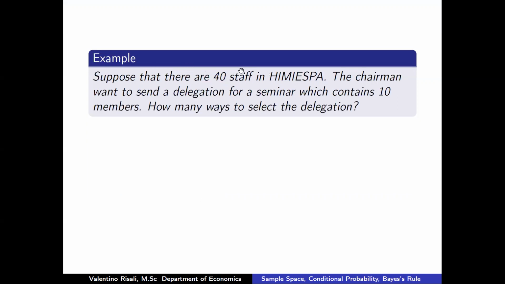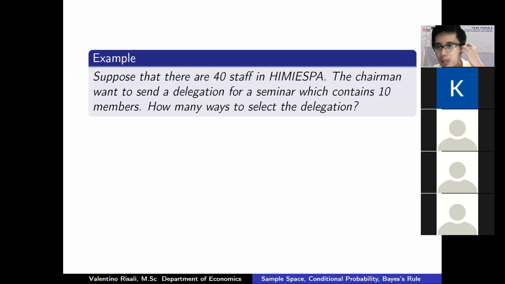For the example, it is quite different from the selection of president and vice president. From 40 staff in HIMIASPA, we will send a delegation for Osmina, which contains only 10 members. And how many ways are there to select the delegation? Let's consider first: is the order important or not?